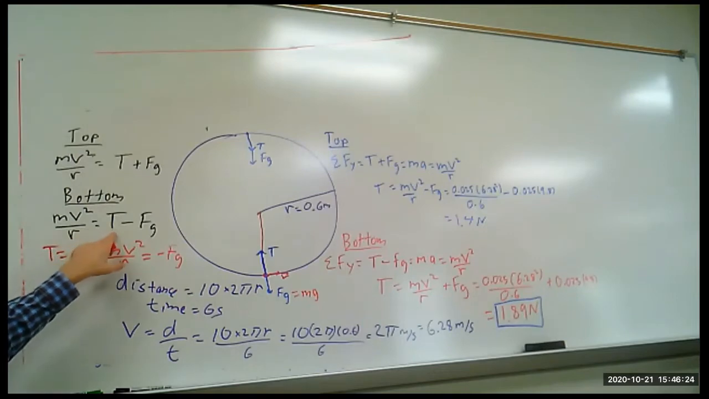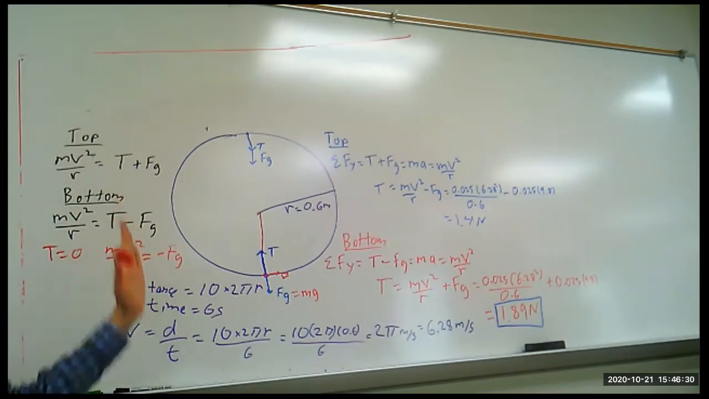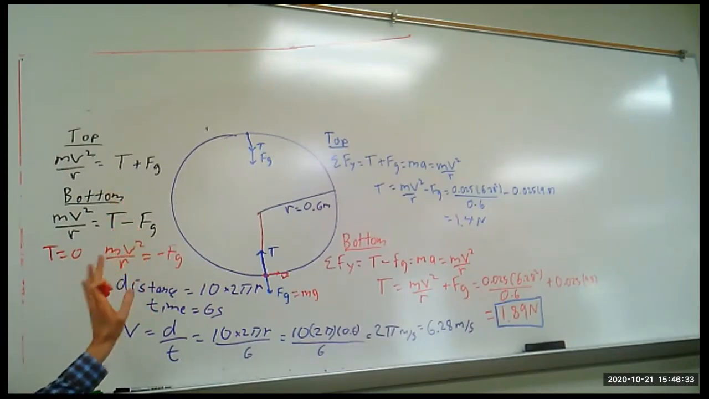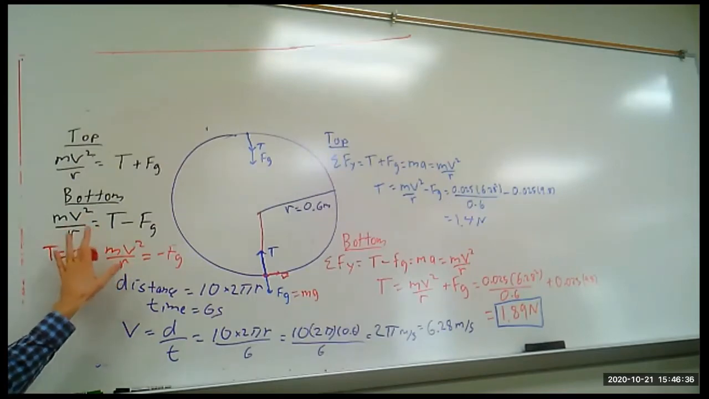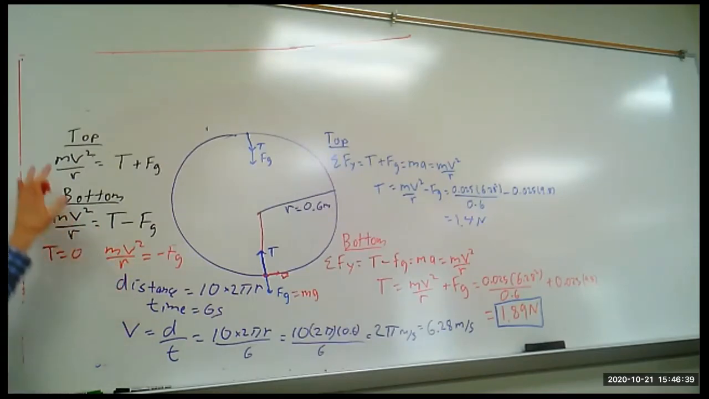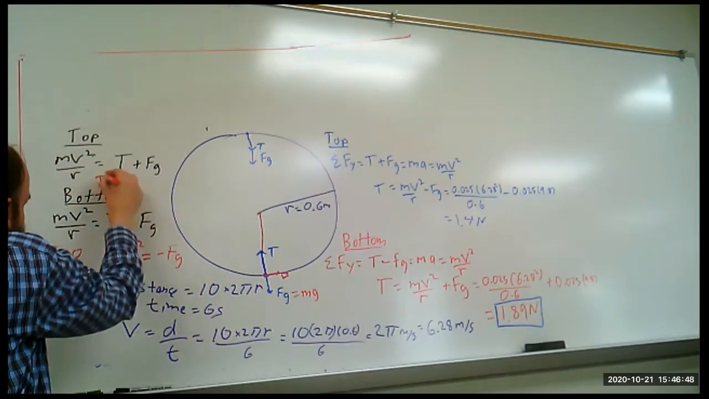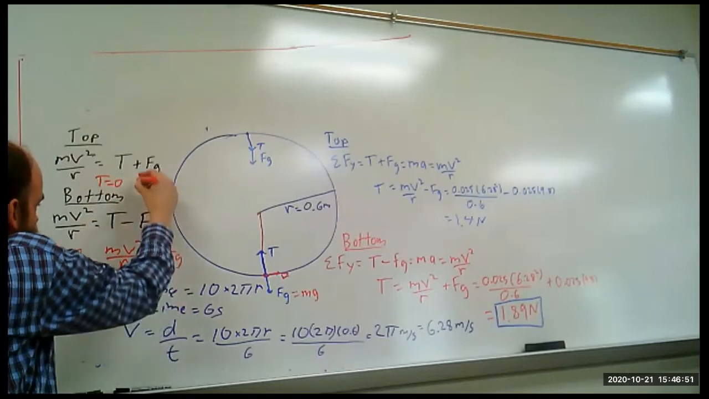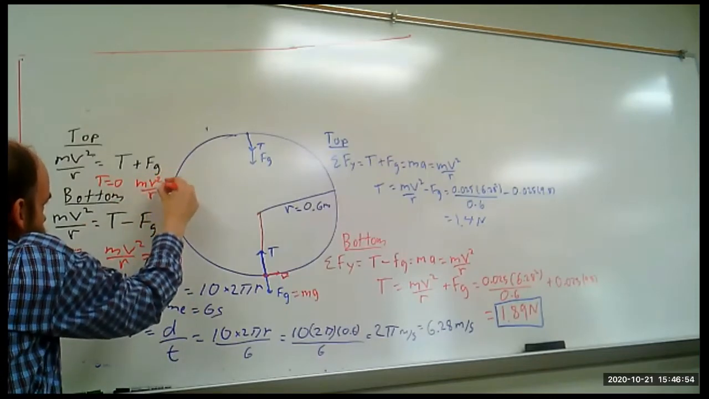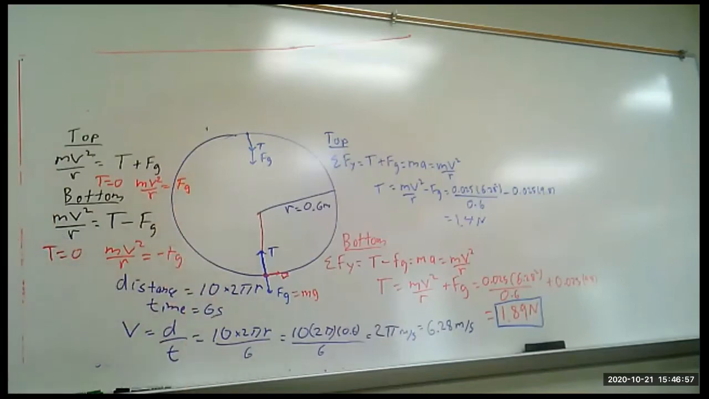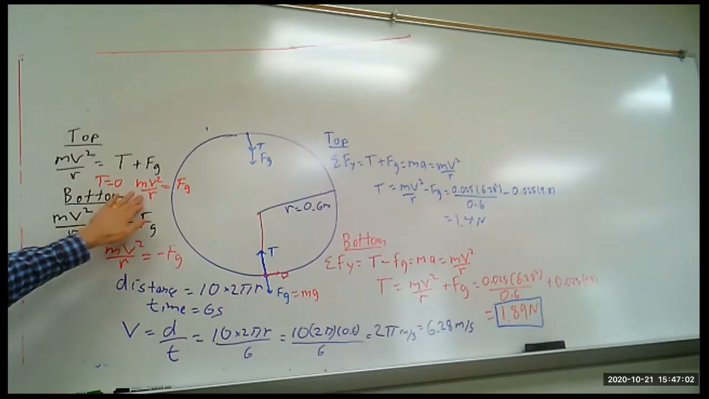At the bottom, T always has to be greater than the force of gravity, because we always need a net force going upwards at the bottom. So we can't put the minimum T at the bottom, but we can put the minimum T at the top. If we put T equals 0 at the top, then we get mv squared over r equals Fg. So this is the condition for the minimum speed. We have the minimum tension, so that v is the minimum speed.